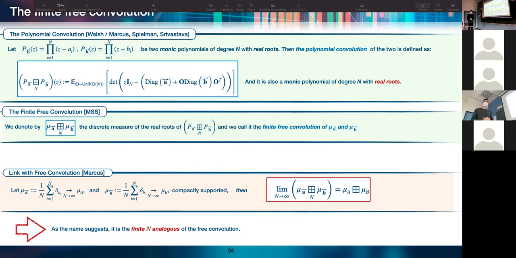So it doesn't correspond to the spectrum of the sum of two random matrices? No, because this is a non-random object. This object here is non-random, while this object here is random. But if you want, that's an average over all the monic polynomials. And if you do this, you get a polynomial, and you look at the roots of this polynomial. And this defines this finite free convolution. I don't know if that is clear.